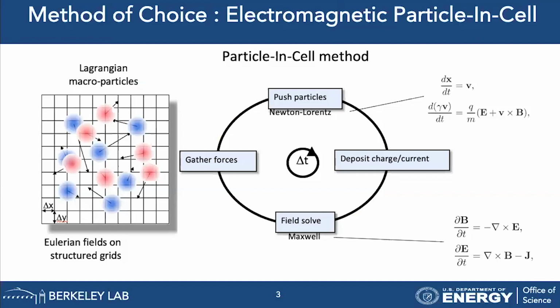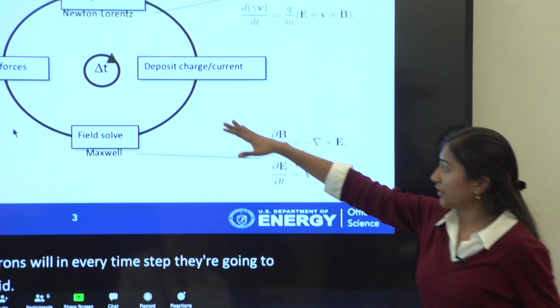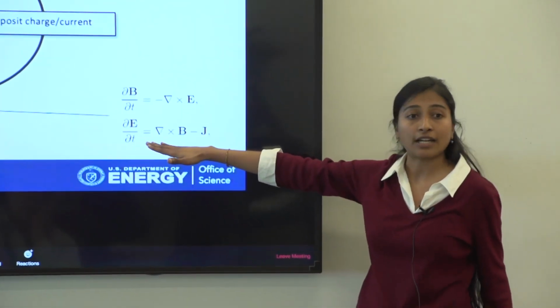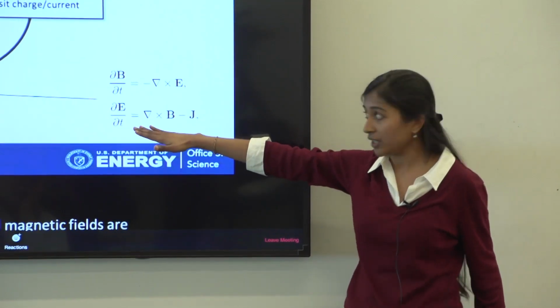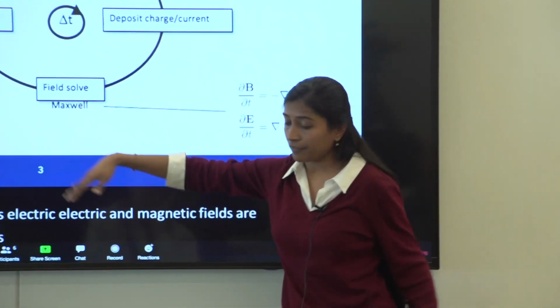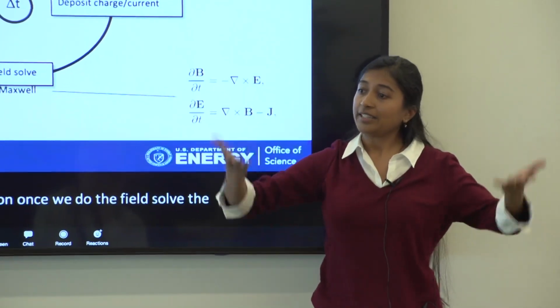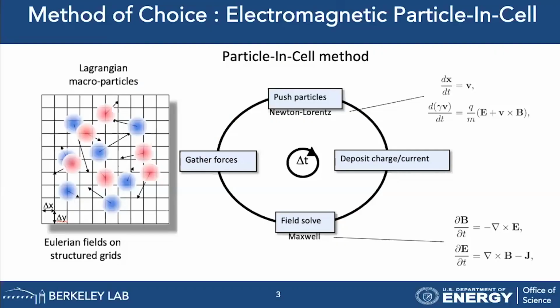The way this works is that in every time step, these electrons and positrons deposit charge and current on the grid, and then instantaneous electric and magnetic fields are computed by solving Maxwell's equations. Once we do the field solve, the forces due to the electric and magnetic fields are gathered back to the particles, and the particles are pushed, and then they again deposit charge. So that is one loop in the particle in cell approach.